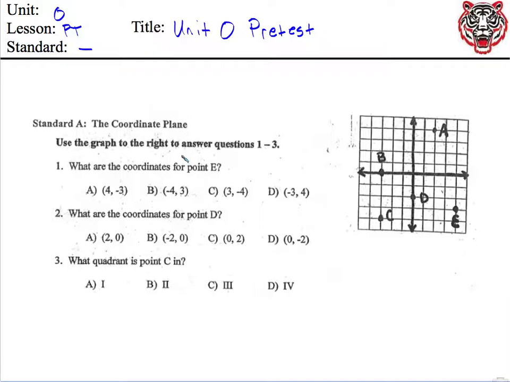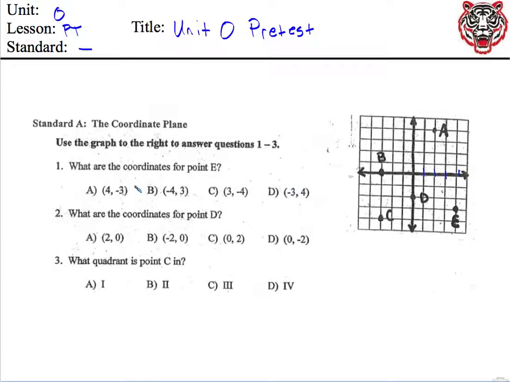All right, so first we have 1 through 3. Number 1, what are the coordinates of point E? So on the first page, that was the highest score for everyone. So the coordinates for point E, what are they? So I go 1, 2, 3, 4.